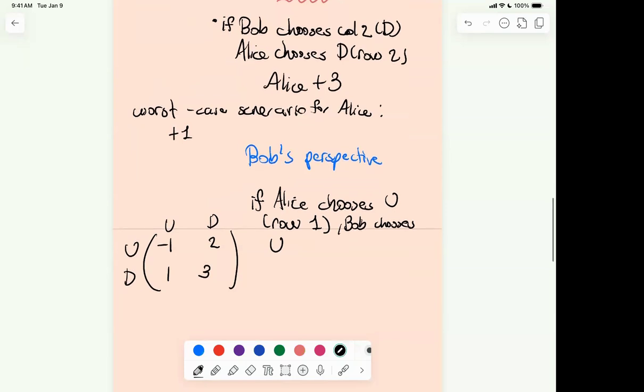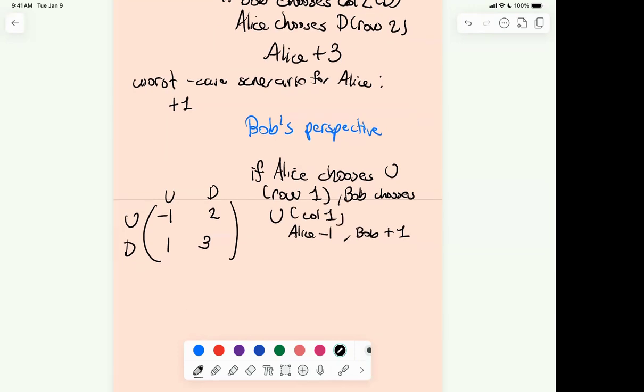Again, we're looking at what ended up happening with Alice. Alice would end up with negative one, which is the same as saying that Bob ends up with plus one. I'll put both here because that's how you should interpret it. And choosing that would have been column one.